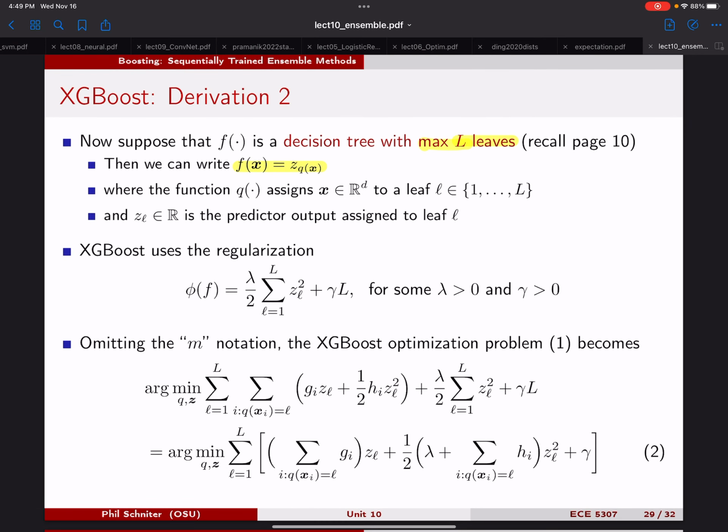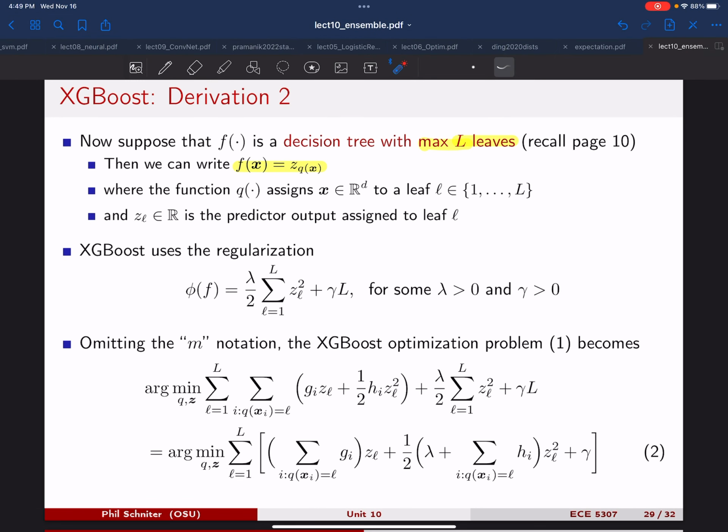So just in terms of notation, we are going to call q the part of the decision tree that assigns the input to a leaf, L, and then we're going to call z_L the predictor output that the decision tree uses for leaf L. Okay, so when you put those together, you can see that the decision tree as a whole, f(x), is really z sub q(x). Does that idea make sense? Figure out the leaf, look up in a table.